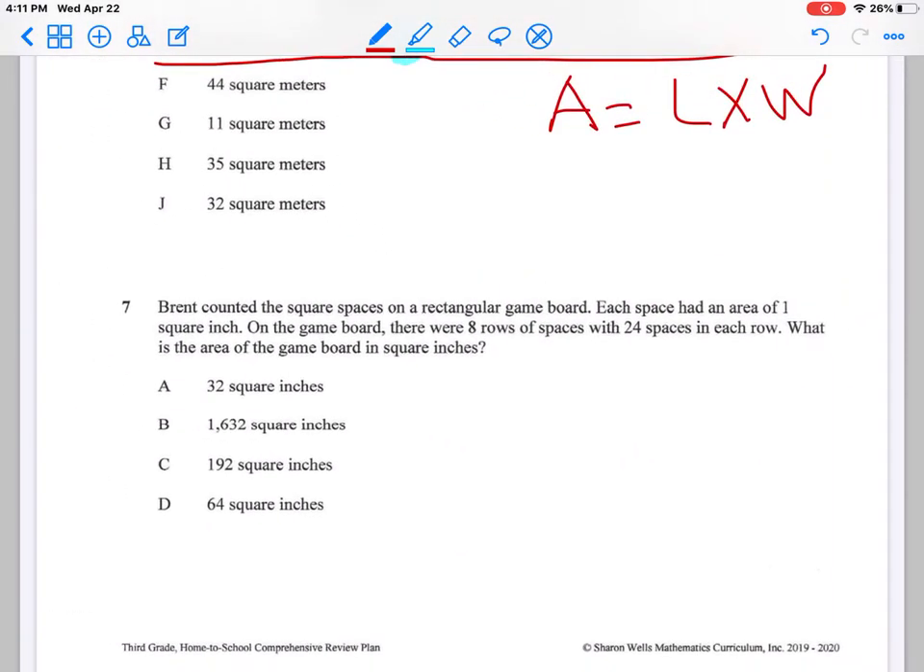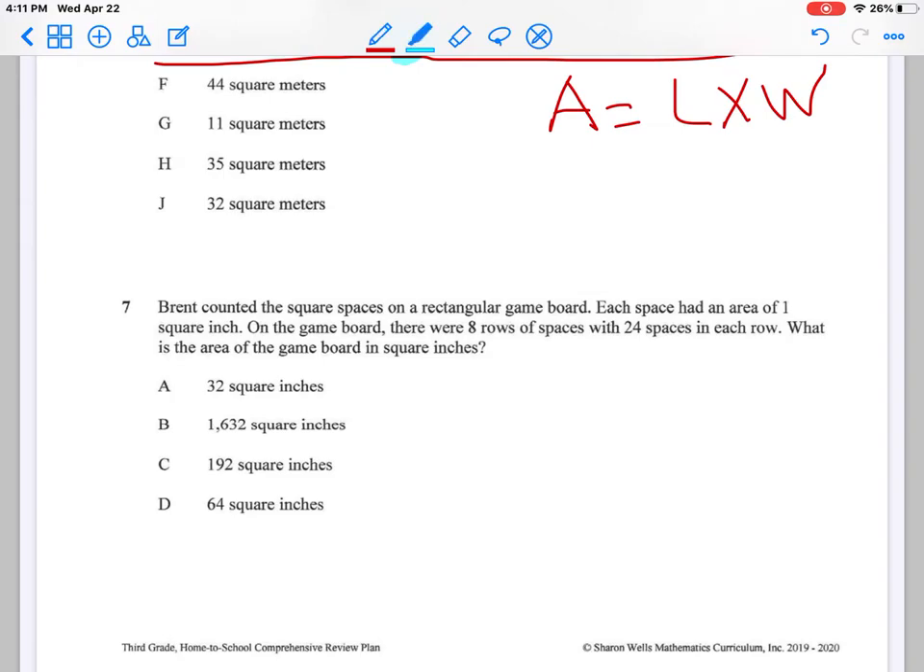Brett counted the square spaces on a rectangular game board. Each space had an area of 1 square inch. On the game board, there were 8 rows of spaces with 24 spaces in each row. What is the area of the game board in square inches?